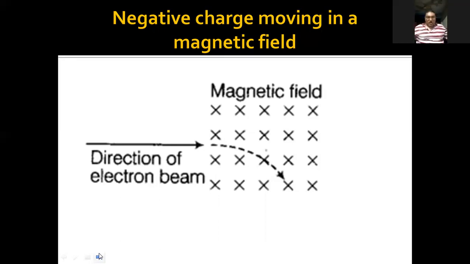Okay. So here we have electrons, a beam of electrons coming into this magnetic field. And you know, this magnetic field is represented with the crosses. When I represent the magnetic field with the crosses, it means the magnetic field is into the page. It is going into the screen. And the beam of electrons is coming from left to right. If the beam of electrons is coming from left to right, then the direction of the conventional current will be from right to left, opposite to the motion of the electrons. When you apply the left hand rule, you follow the conventional current.